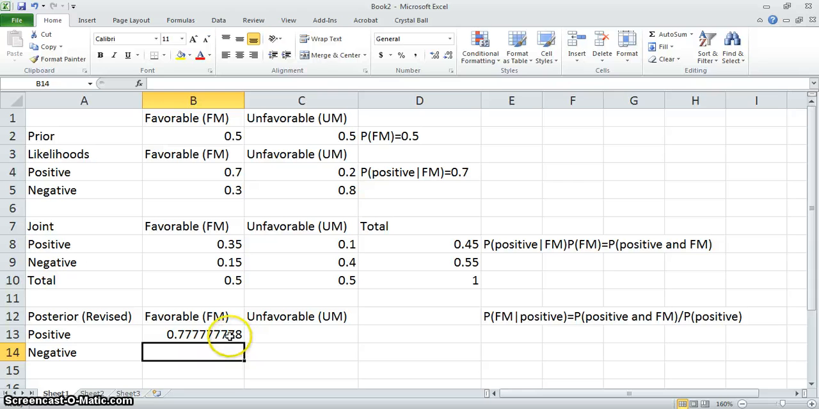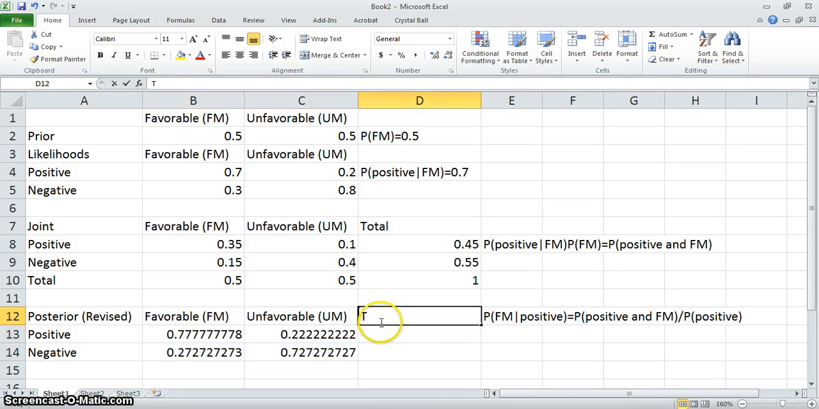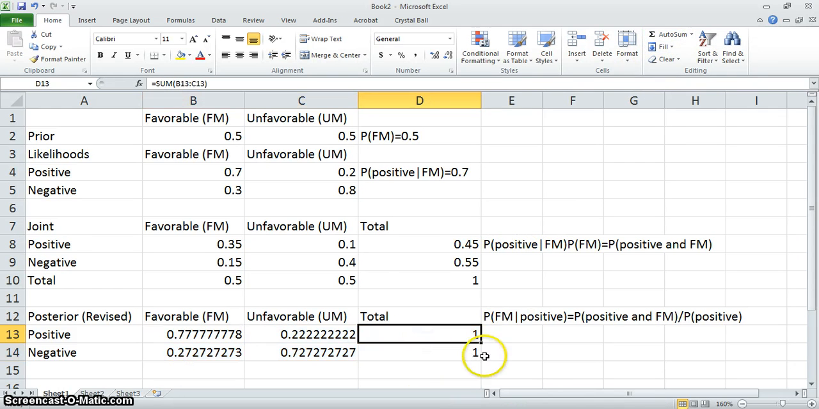So that's 77%. And I'll copy it down and to the right. And just as a final check, I'm going to use the AutoSum to total these rows, and they should both sum to 1. Because given that the positive result occurs, only one of these two events is going to occur next, favorable or unfavorable. So we've revised the probabilities now.